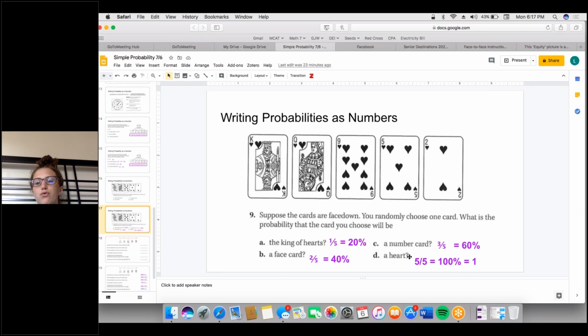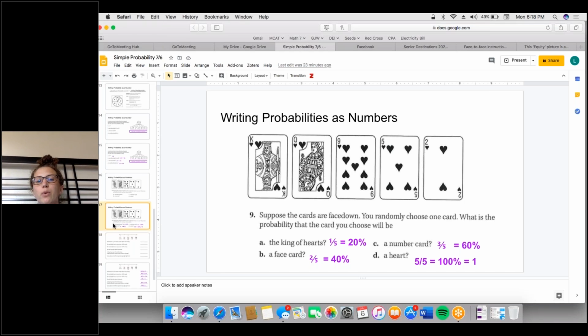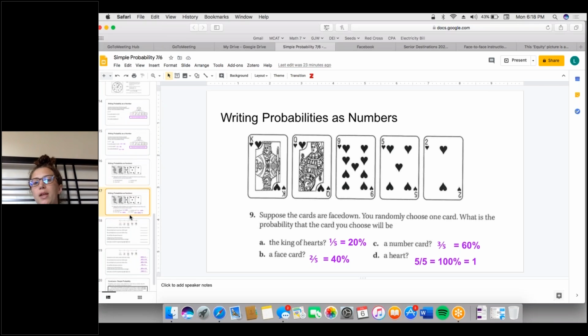Notice that in all of these, I used fractions or percents that were between 0 and 1, because probability ranges between 0 and 1. 0 again meaning the event is impossible, it won't happen. 1 saying it will definitely happen. And probability falls between 0 and 1, and it tells us about the chance of it happening.